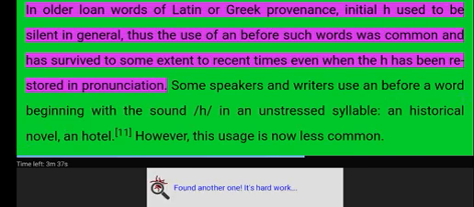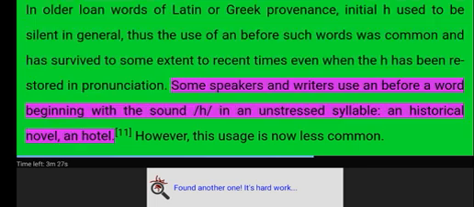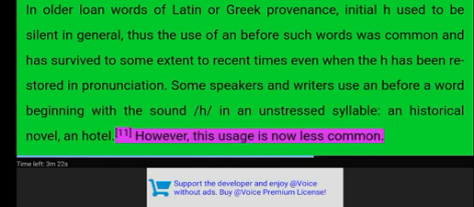In older loanwords of Latin or Greek provenance, initial H used to be silent in general, thus the use of an before such words was common and has survived to some extent to recent times, even when the H has been restored in pronunciation. Some speakers and writers use an before a word beginning with the sound H in an unstressed syllable: an historical novel, an hotel. However, this usage is now less common.